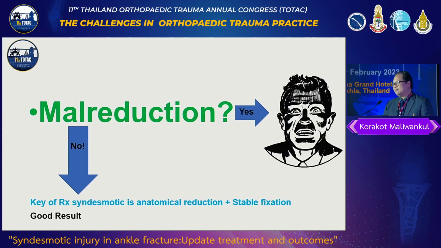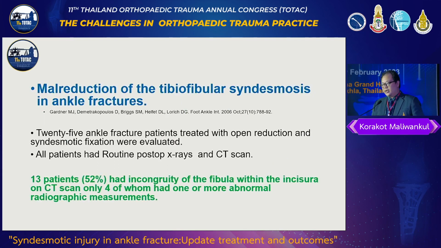The key is do your best to prevent the malreduction. If it's malreduction, the bad results still happen. So the key is anatomical reduction. Even if you check it carefully with your fluoroscope, many literature reveal that malreduction always happens.